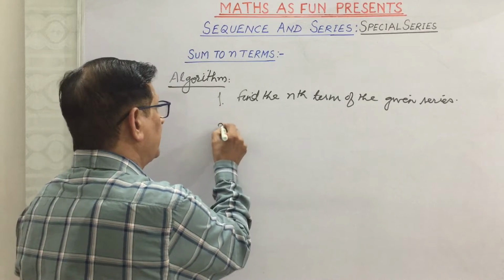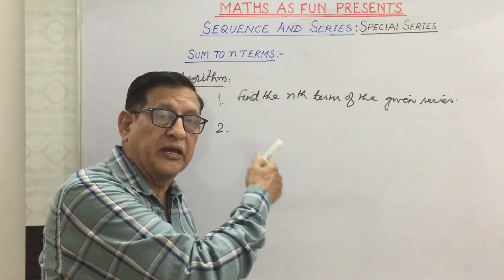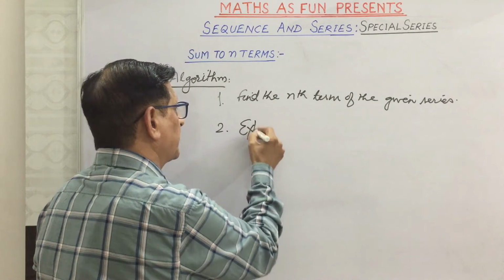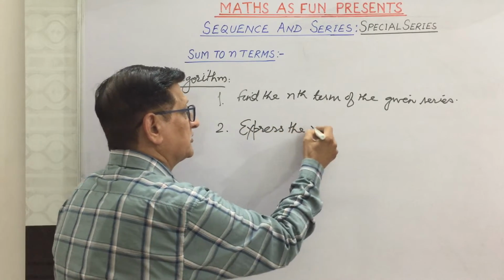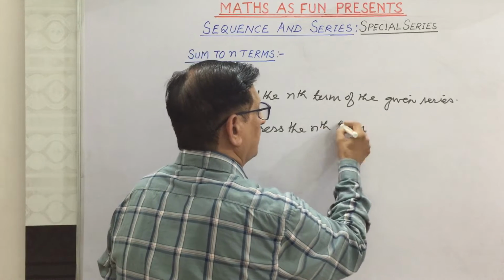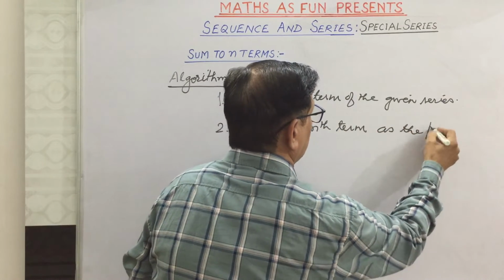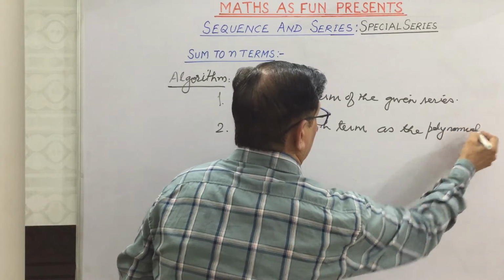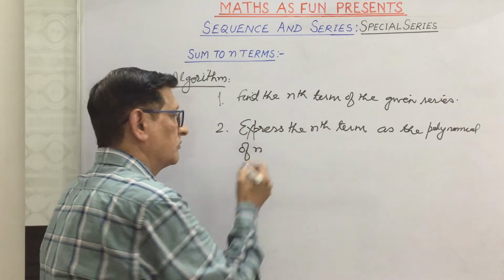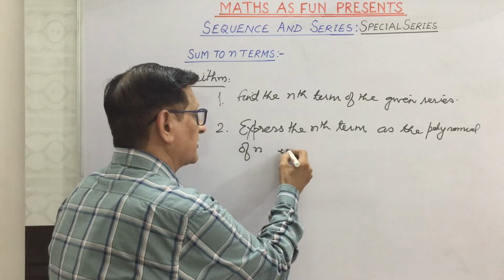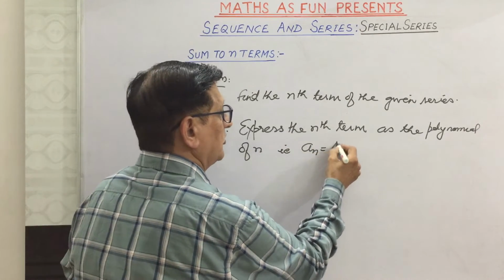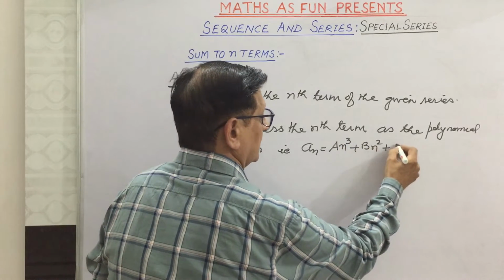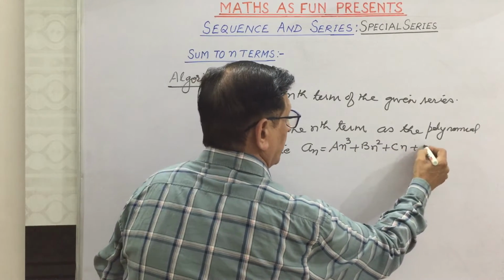Second point is, we can express this nth term as a polynomial of n. That is, we can write a_n is equal to a into n cube plus b into n square plus c into n plus d.